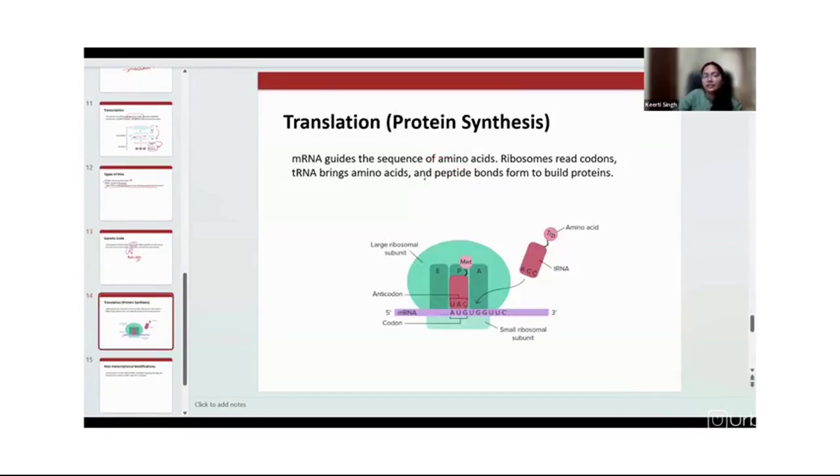So this mRNA, as I told you earlier, guides the sequence of amino acids, right? The rRNA will bring ribosomes, read codons, and join the amino acids. tRNA, I already told you, acts like a molecular vehicle. It is transferring the amino acids in the system. So this is the process. See here, tRNA is bringing the amino acid, right? This is mRNA. And this is the complex structure of rRNA along with the ribosomal unit, right?